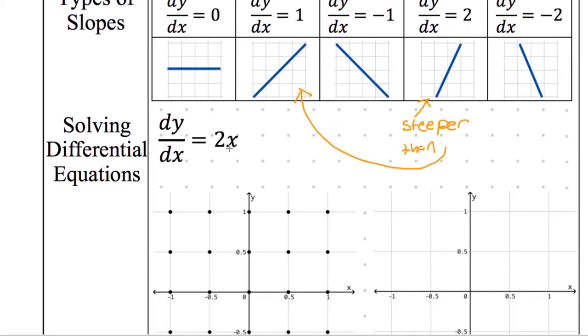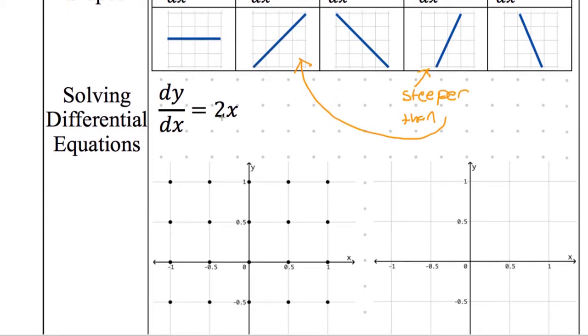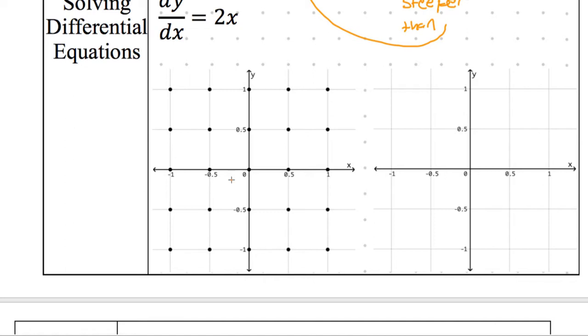All right, so on the AP test, they say dy dx is equal to 2x, and they give you this graph right here with a bunch of dots, or they might not have dots. Usually they give you dots, and they say, okay, what is the slope at each one of these 25 dots?